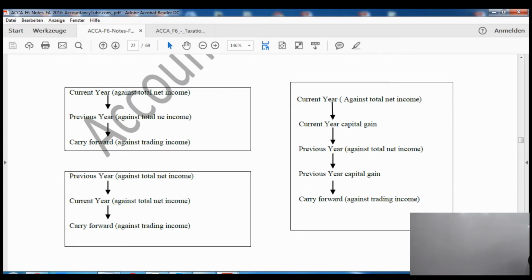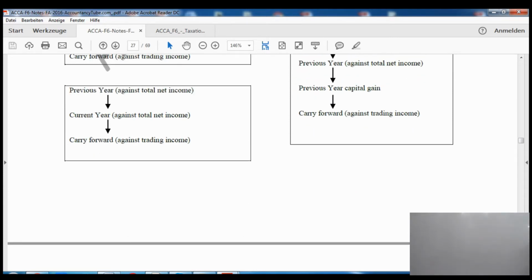On the right side, the third option is that I can set off against the current year's net income, then the current year's capital gains, then the previous year's net income and the previous year's capital gains. After that, if anything still remains, we carry forward to set off against the future years' trading profit. So these are the different options.